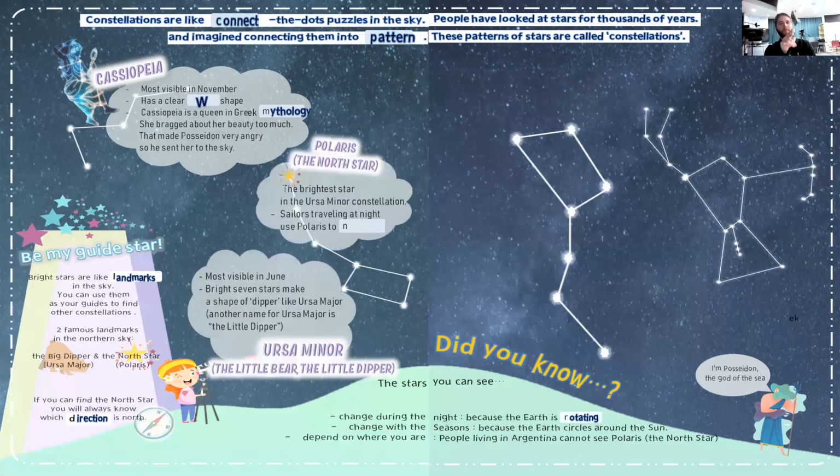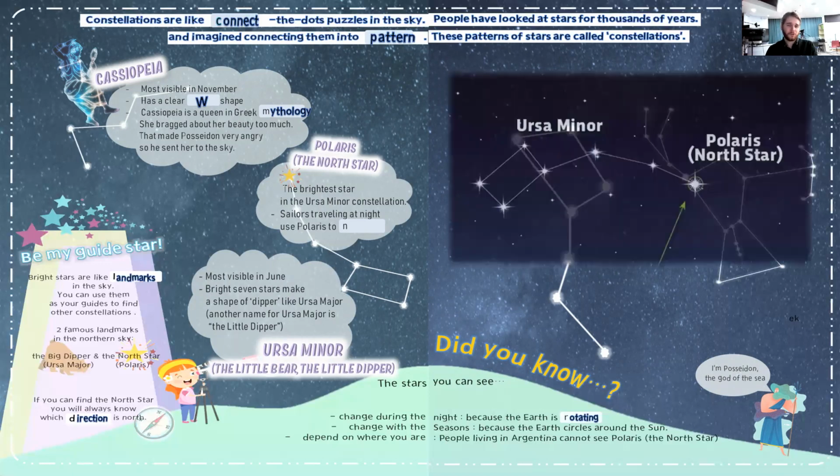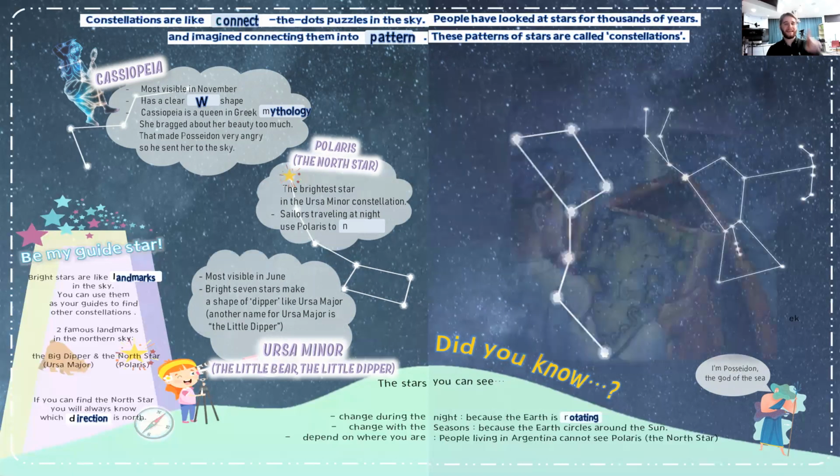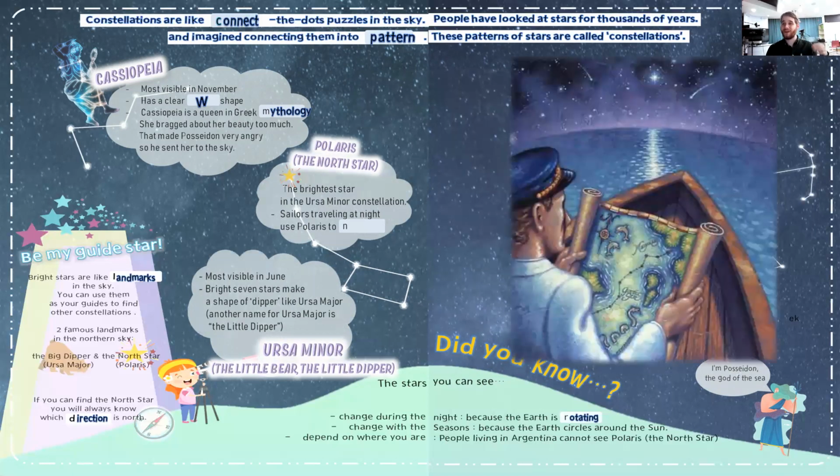Next part, we want to talk about Polaris, the North Star. It's the brightest star in the Ursa Minor constellation. Travelers at night use Polaris to, do you remember, navigate. They use Polaris, the North Star, to navigate. Now let's look at Ursa Minor.